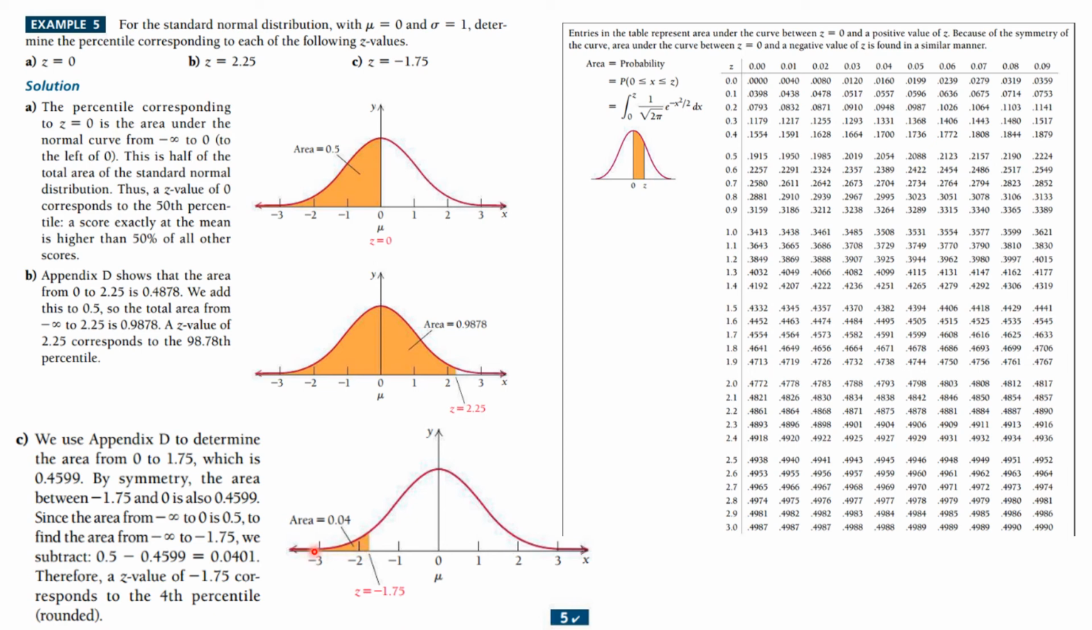And last here I get z is minus 1.75, but I'm looking for this percentile. This is less than that. So I'm going to be subtracting this area from 1. So I look up by symmetry 1.75. I get this number. I add 0.5 to it, and then I subtract that from 1 to get this number. So that is the 4th percentile. Make sure you understand these calculations.